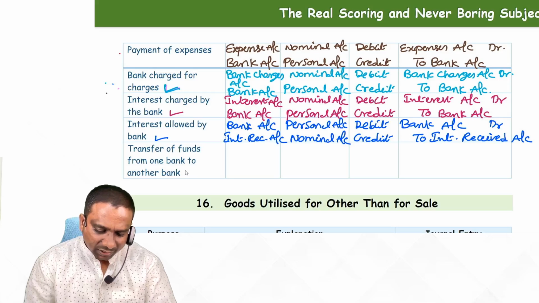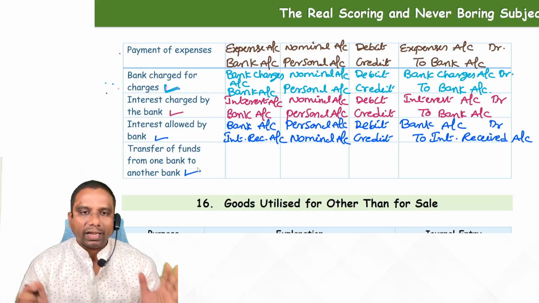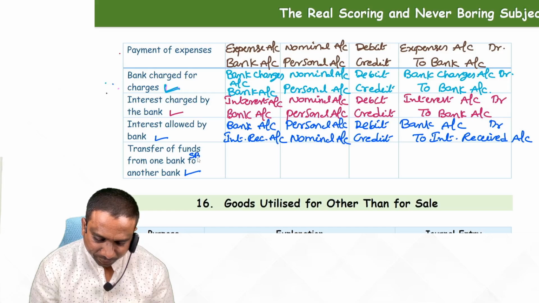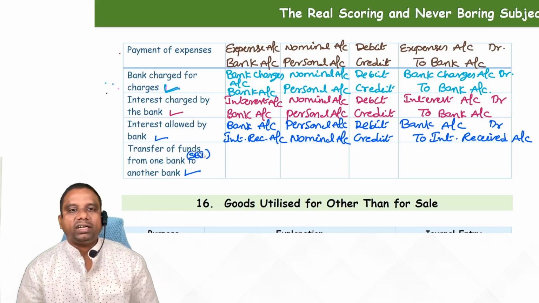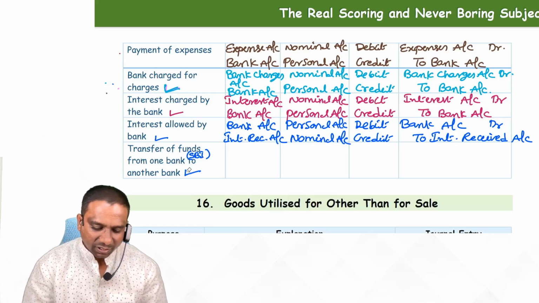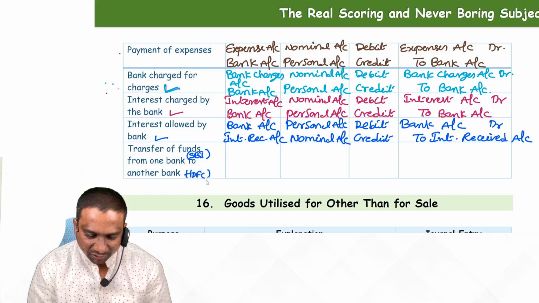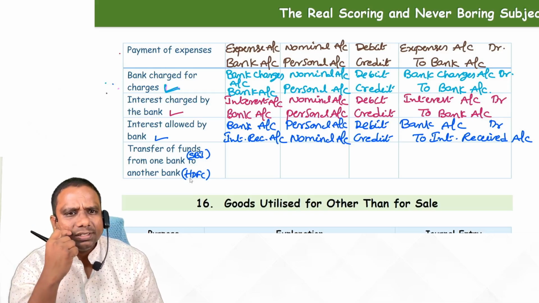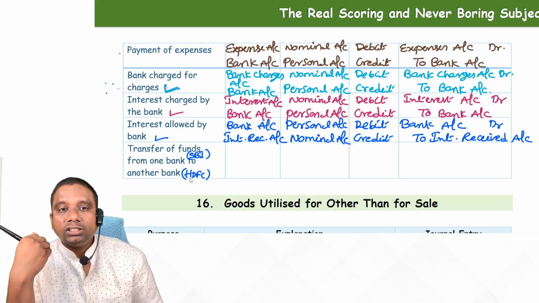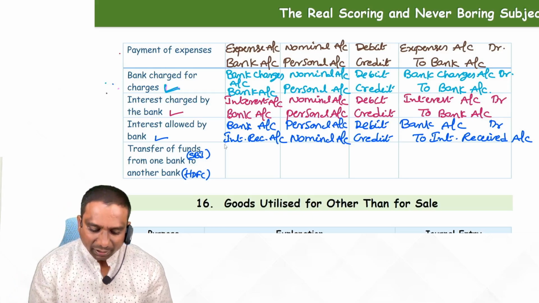Next one: transfer of funds from one bank to another bank. For example, one bank is SBI and another bank is HDFC. What has happened here? From SBI bank, the amount is transferred to which account? HDFC account. Who is the receiver? HDFC bank is the receiver.